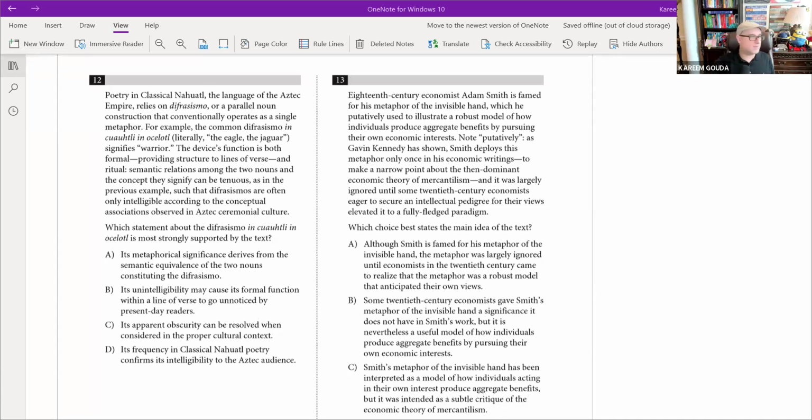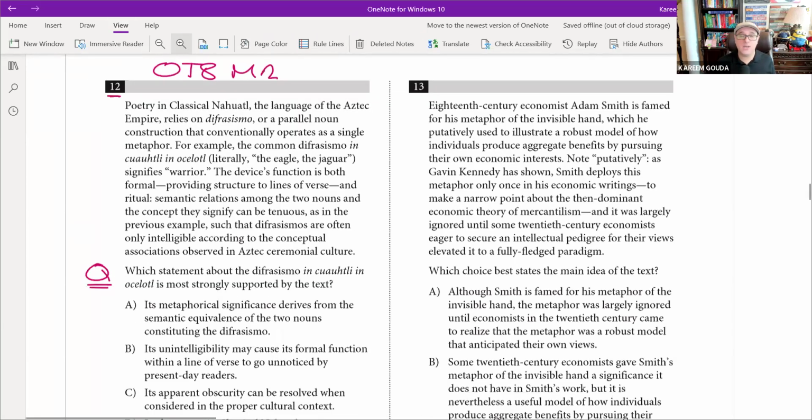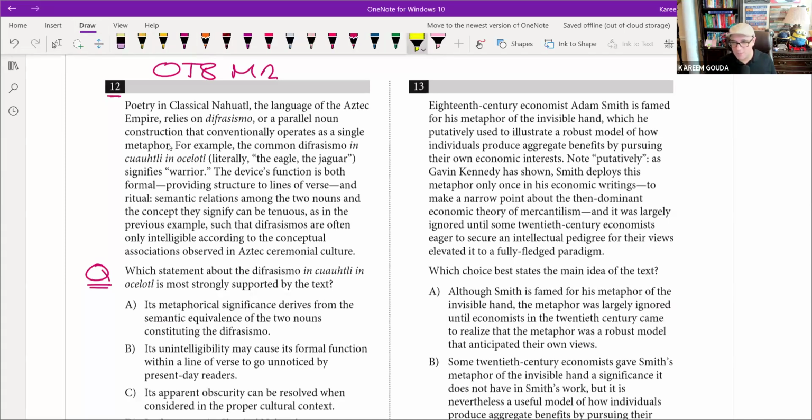Question number 12, my dear friends. Official test number 8, module number 2, reading question number 12. First thing we do, we always read the question to know what it is asking, and that really saves time. Which statement about the diffrasismo in something is most strongly supported by the text? This type of question is called a support question.